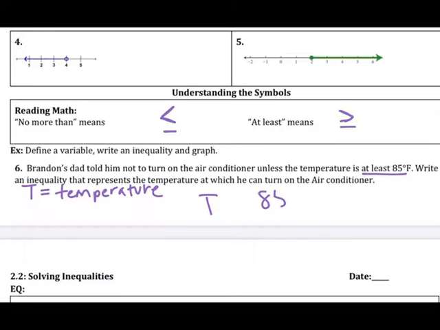So my key number is 85. My variable is T, at least. So it could be equal to 85 or it could be more. So the temperature must be T is greater than or equal to 85 degrees. That's the inequality that Brandon is using to be able to turn on the AC in his house.